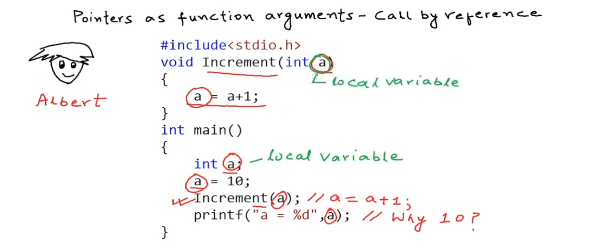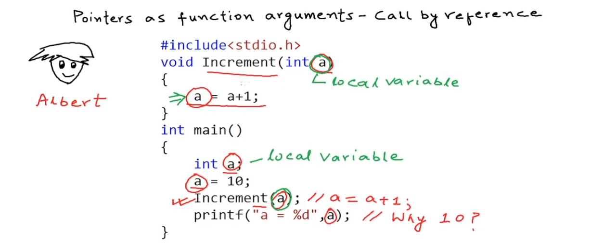The a in the function increment is another a. When main calls the method increment and passes this a as argument to the function, then only the value of a is copied to this another a, which is another variable local to the increment function.